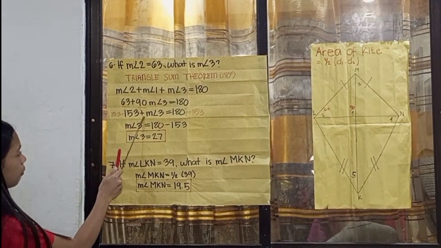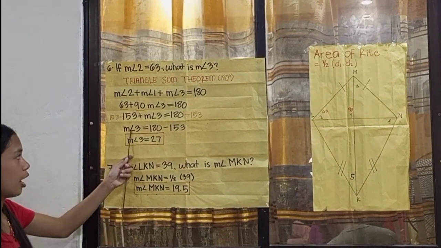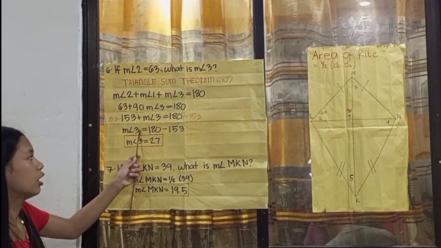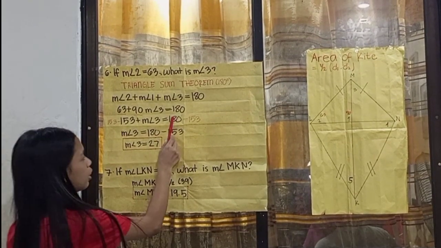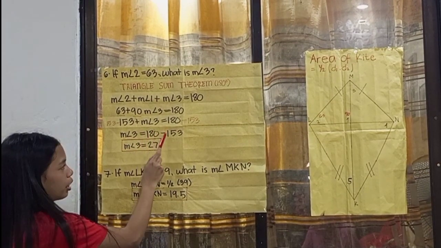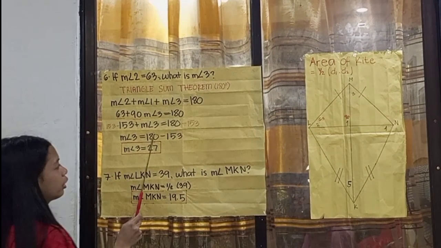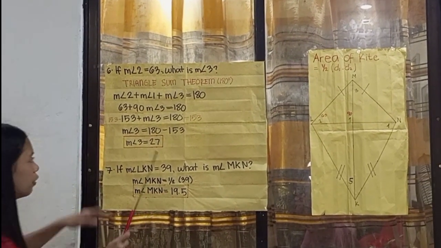153 minus 153 is equals 0. So, therefore, m angle 3 is equals 180. Okay. Yun naman, yung mga comparable siya is equals 180 minus 153. Ato na din siyang i-subtract. So, 180 minus 153 is equals 57.